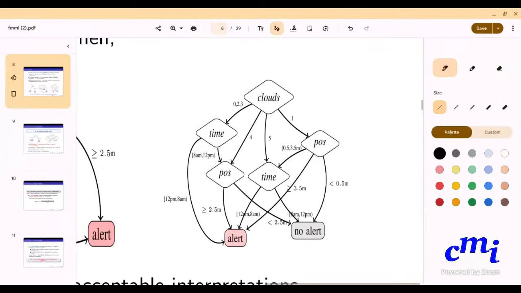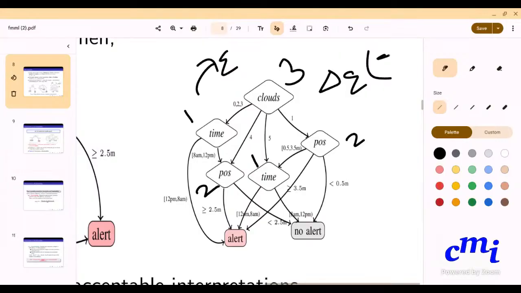So time is 1, and do you know what it is, or do you have to go to the paper? No, this is user defined, so I can take any input. So I'll just assign random values. Time 1, position 2, and maybe clouds is more important, so it's 3. Then what is the delta E for this? So delta E for this structure, I'll call it eta, is basically 3 plus 1 plus 2 plus 2 plus 1.